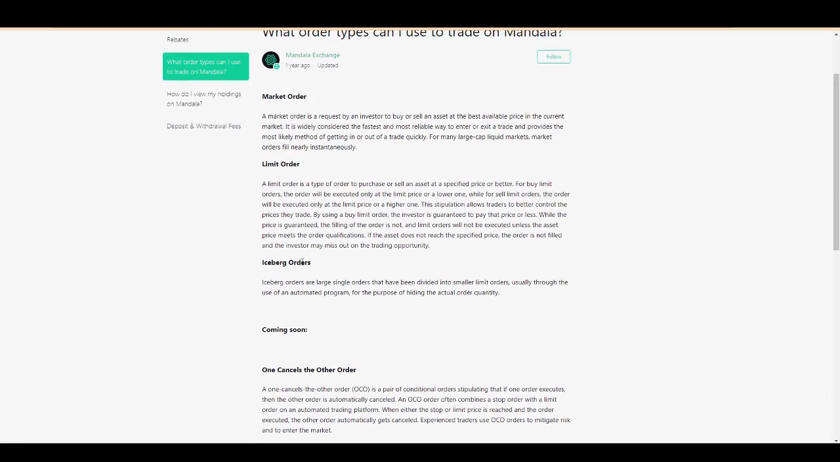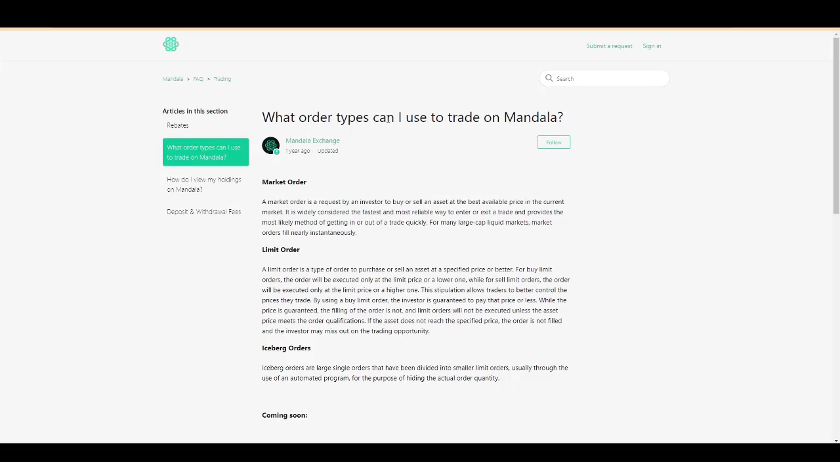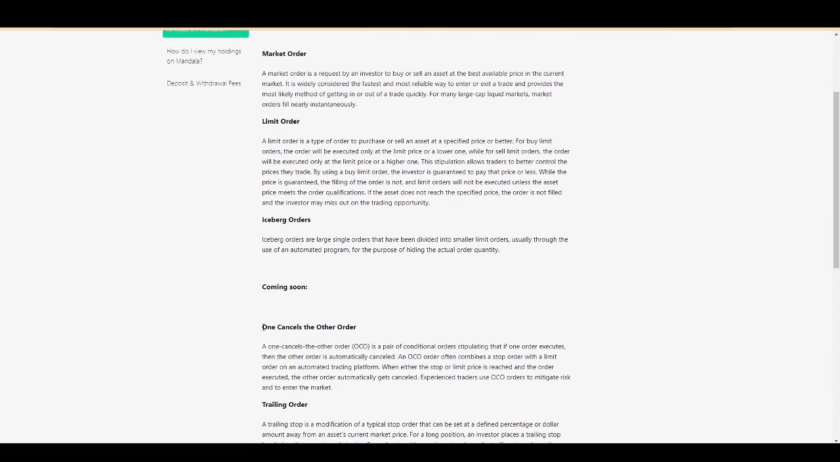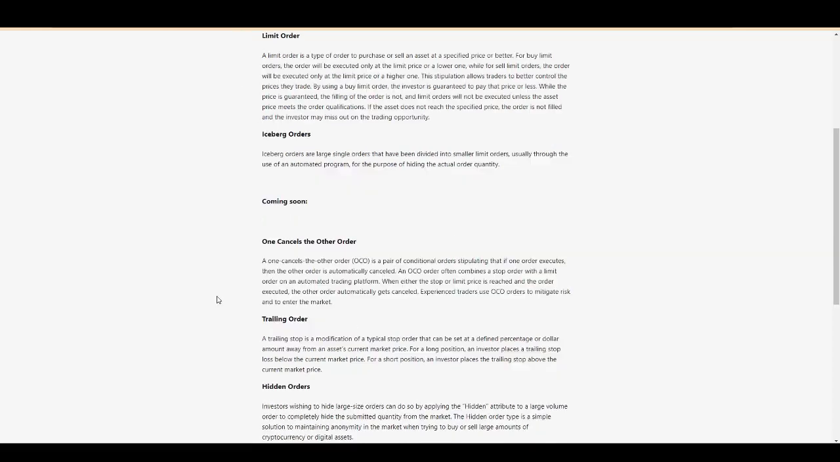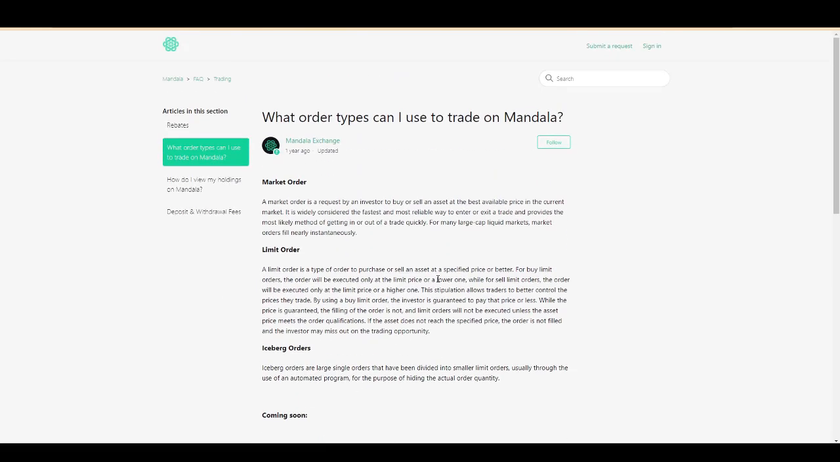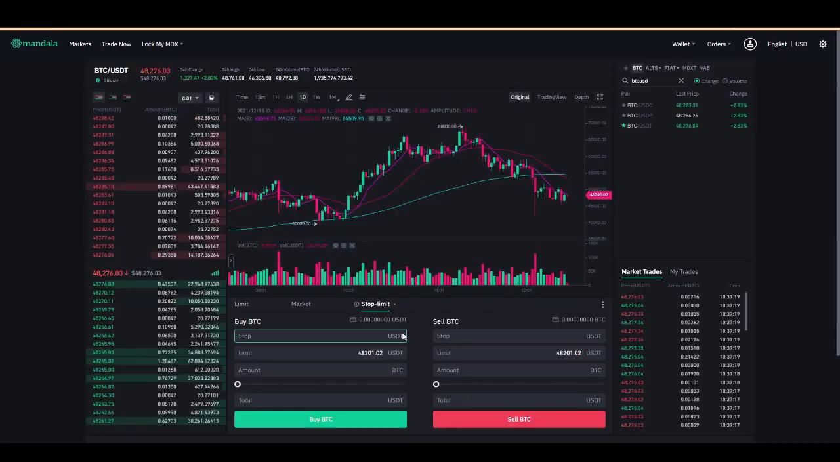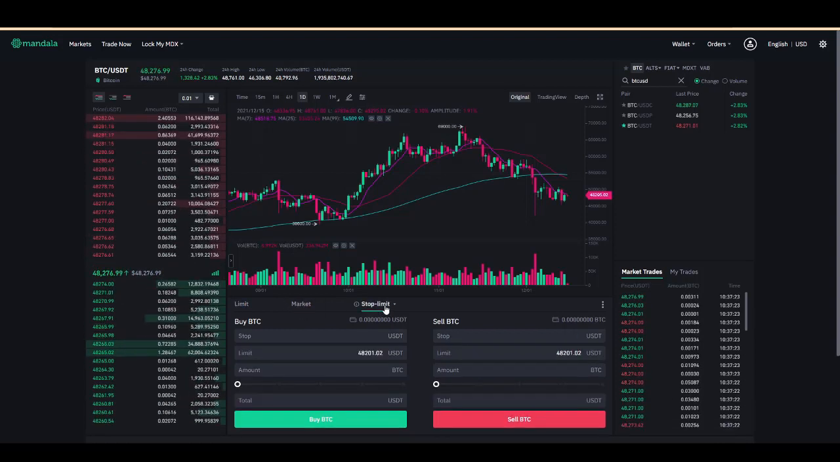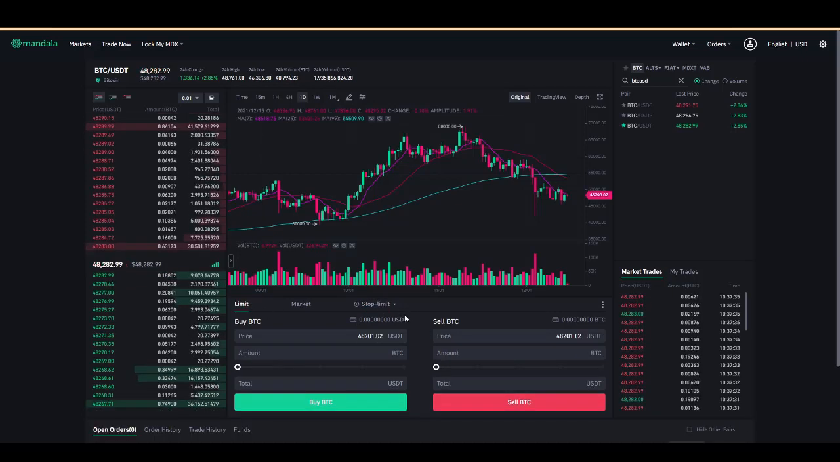So I suggest you guys come check out this blog on what order types are available that you can trade on Mandala Exchange. That is market order, limit order, iceberg order, which is coming soon, OCO, that is one cancels the other order, trailing order, hidden order. So you can check this out by yourself to learn more. For now, if you are a complete beginner, I suggest you stick with limit order and market order. Once you gain more experience, then move your way to stop limit and OCO orders, because trading with stop limit and OCO gives you an additional edge in this market, allowing you to add certain parameters to your trade.